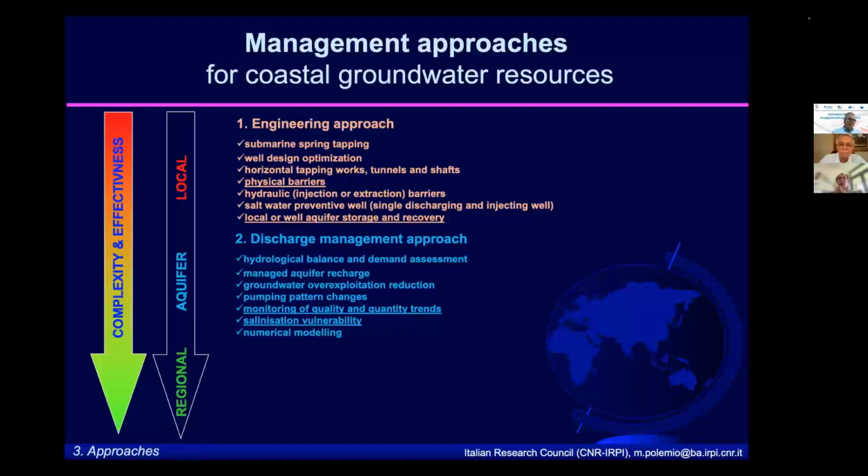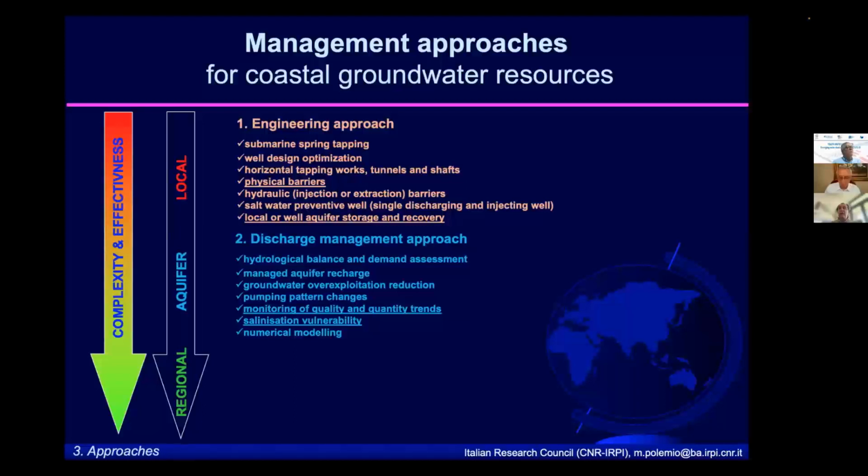reducing the groundwater overexploitation where it can be dangerous for salinization, studying the pumping pattern and so on, including monitoring a salinization vulnerability, about which I will show some examples. But this can also be not enough to avoid the decrease of quality and decrease of fresh groundwater availability.